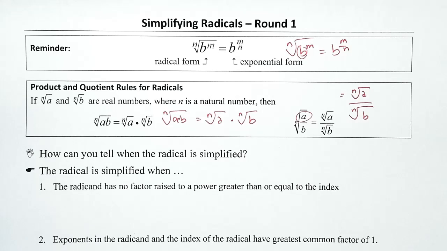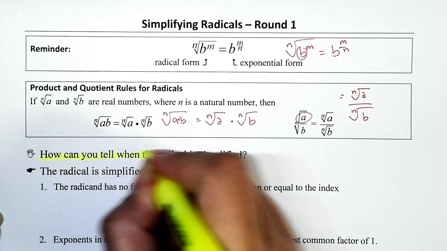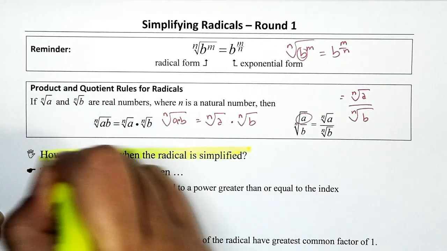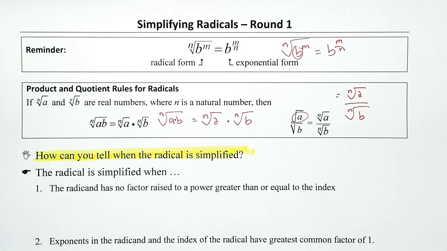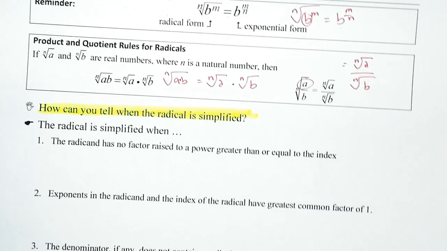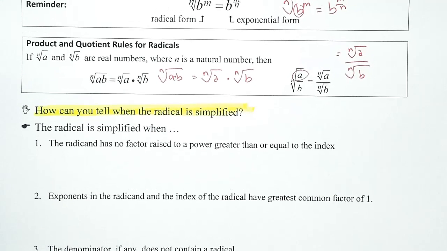Okay, now one of the questions that I get is this: how can I tell when the radical is simplified? Okay, so there are 4 things that need to have been met in order to make sure that our radical is simplified. So let's do this. The first thing is the radical is simplified when the radicand has no factor raised to a power greater than or equal to the index. Yeah, let's pretend like we understood that. Okay, so let's go ahead and do an example.